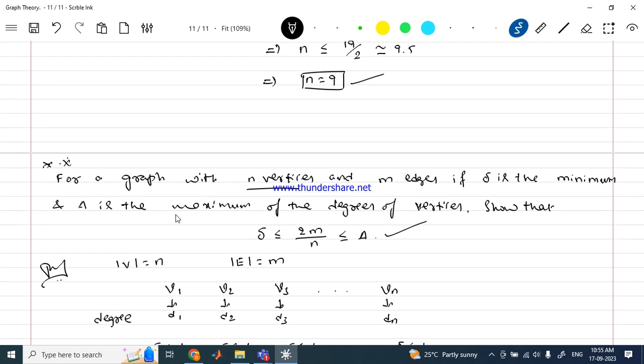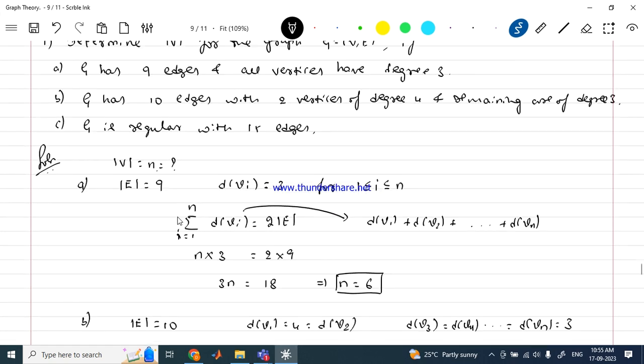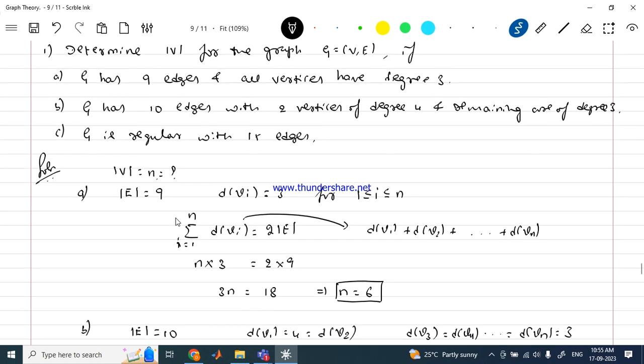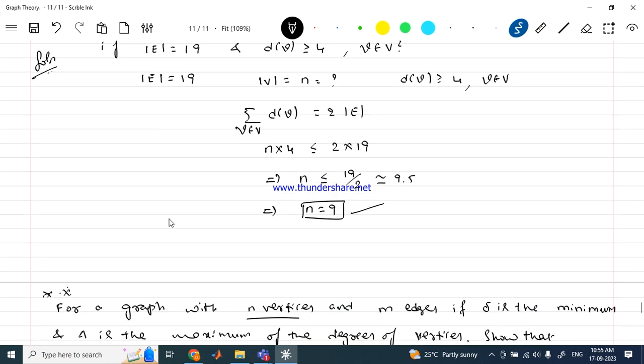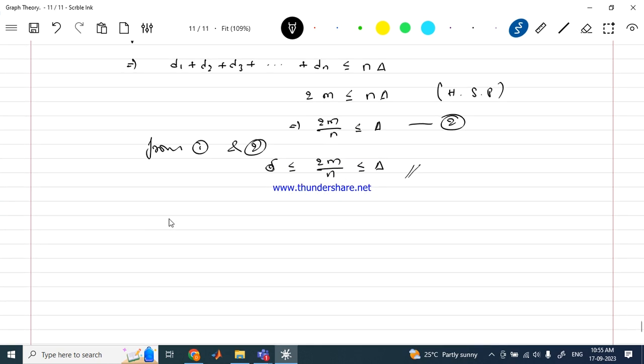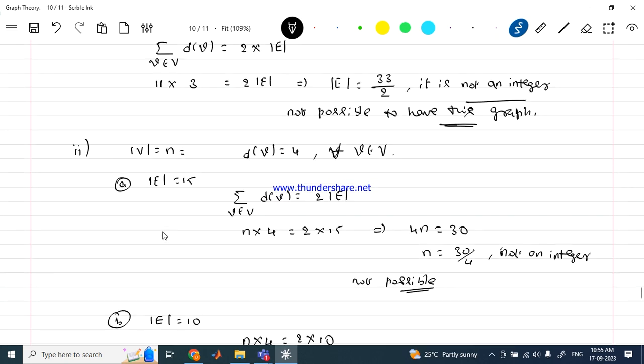And as I mentioned, this problem is very important. If you just learn these 4 problems, that will be enough. You can find some more problems in the notes. If you get some time, just go through them. Otherwise, these 4 problems will work for you. So this completes the vertex degree part. If you have any doubts, we can discuss that.